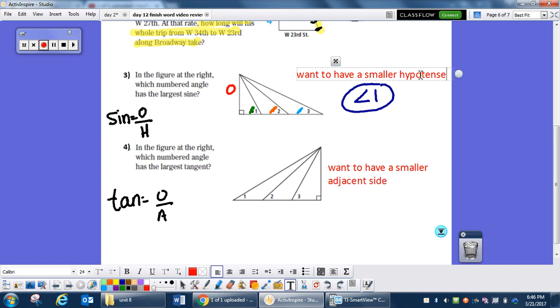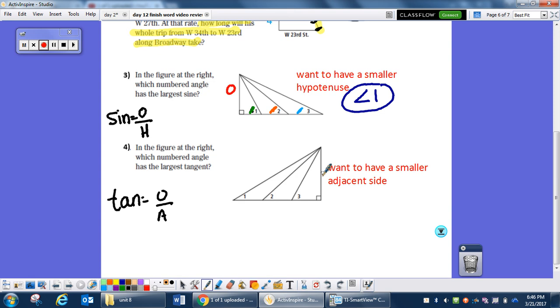Okay, and you can see up there I spelled hypotenuse wrong. Alright, so they're all going to be using this as their opposite side, because you can see we have an angle and an angle. So that's going to be their opposite side, and they're all going to share it.